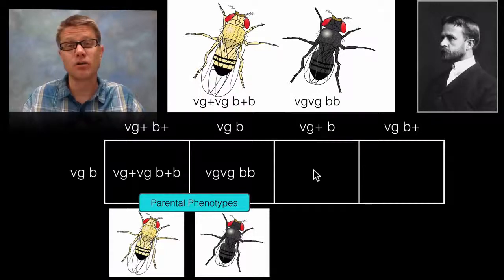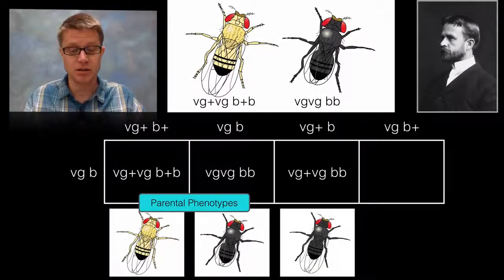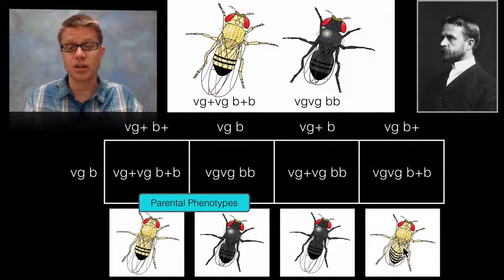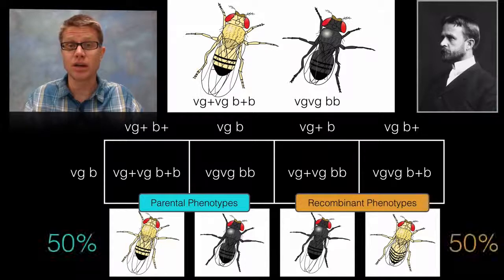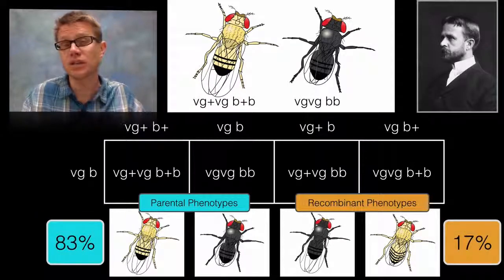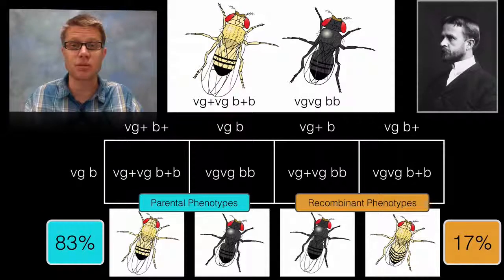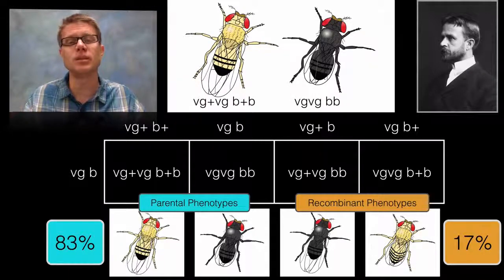You could also get what are called recombinants. And so this one right here is going to have the normal wings, but it's going to have that black coloration. And this one over here is going to have normal coloration, but it's going to have those vestigial wings. And so Morgan knew that it would be 50% parental types, 50% recombinants. But when he actually did the cross, that's not the number he got. What he got was 17% recombinant, 83% parental. So Mendel was wrong, or his model didn't go deeply enough.